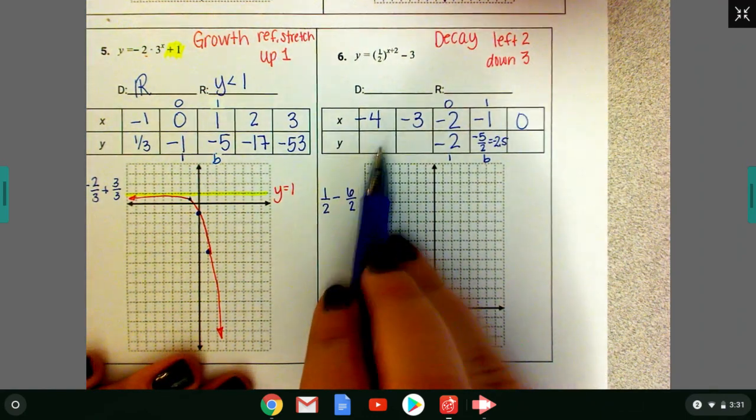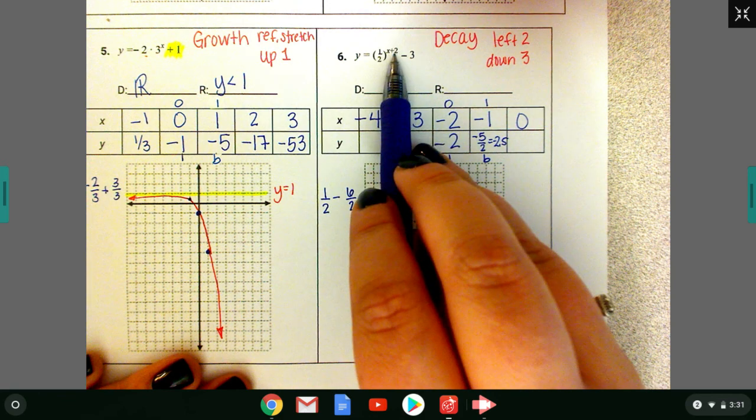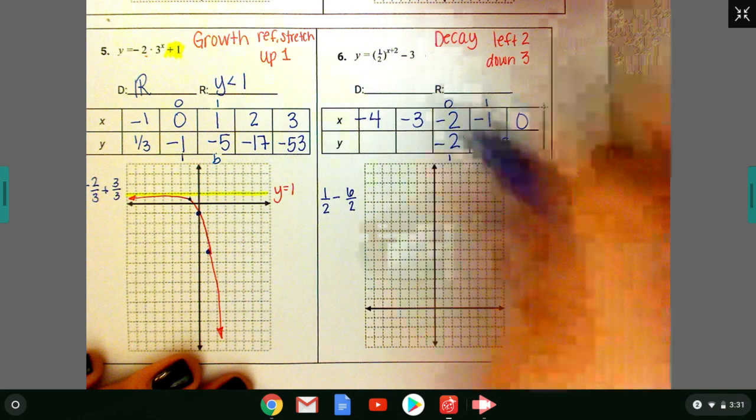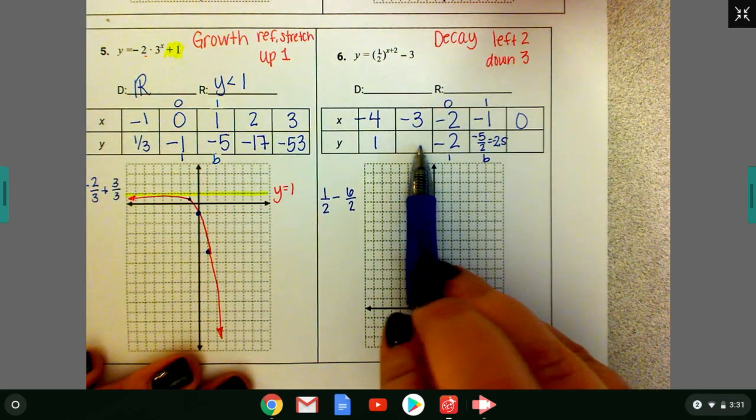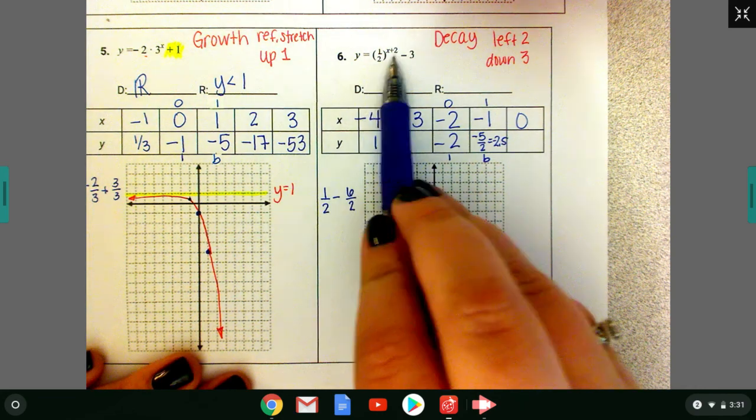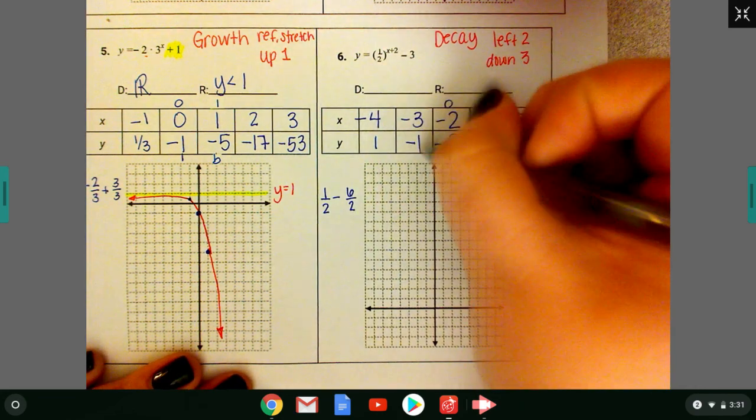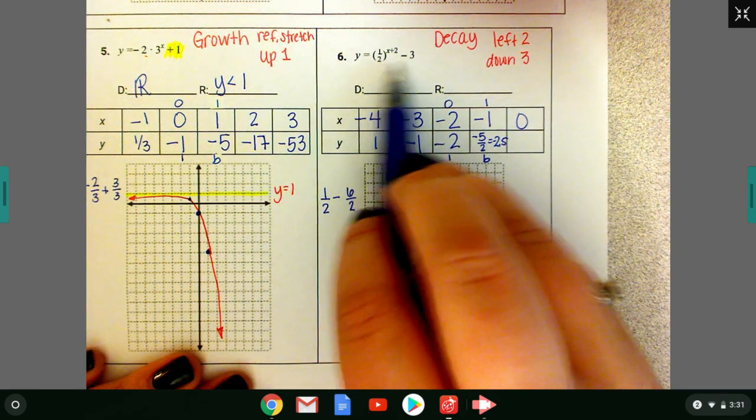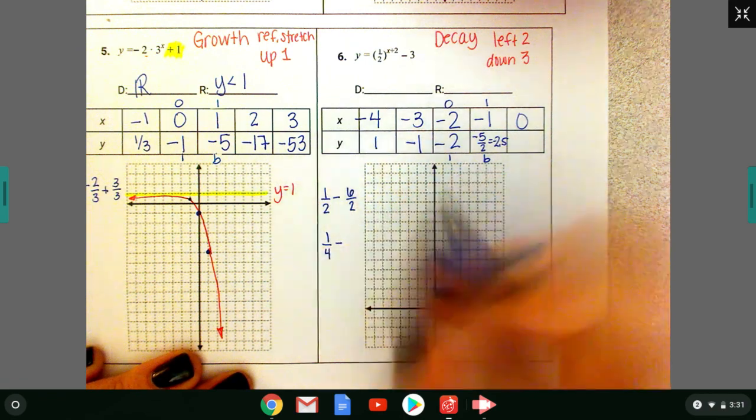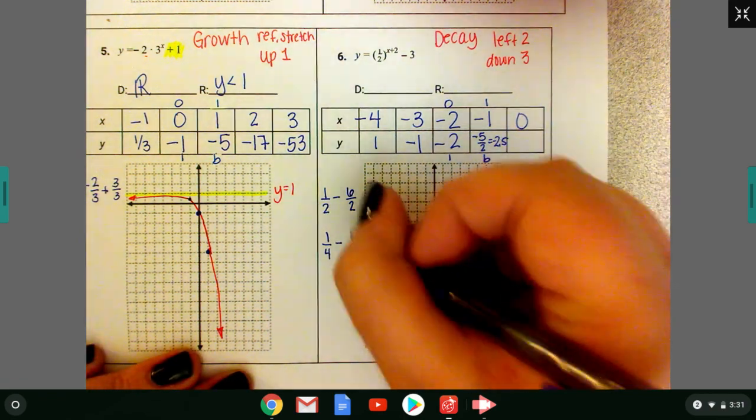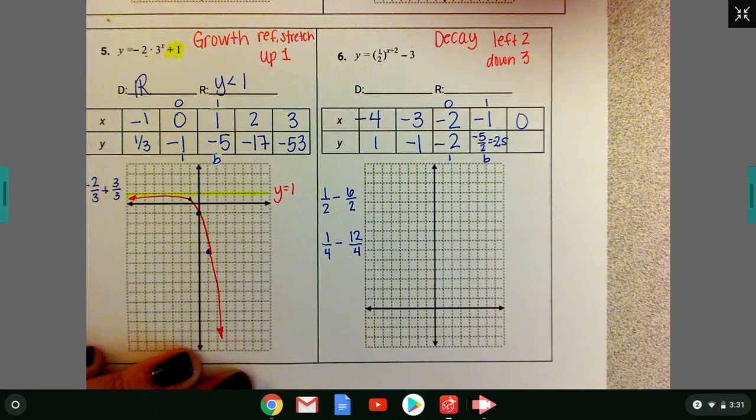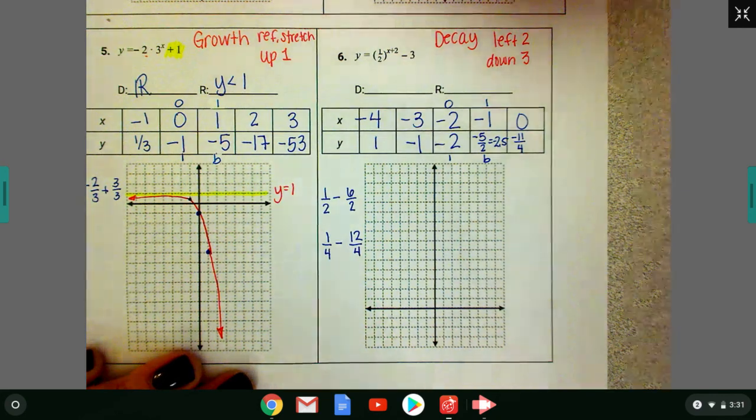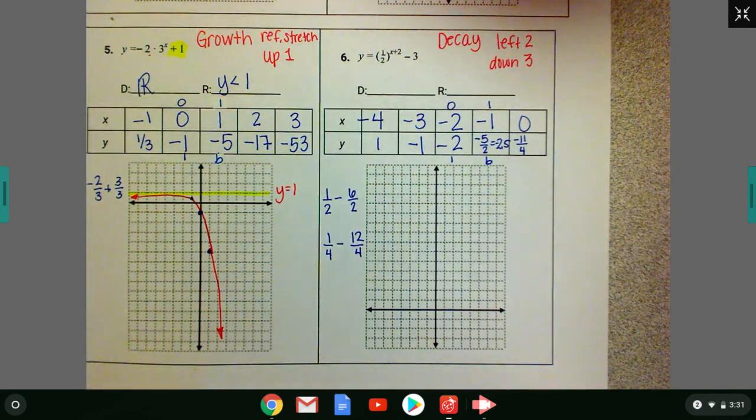If we plug in a negative 4, we've got 1/2 to the negative second, which is 2 squared. So that's 4 minus 3 is 1. I put in a negative 3, I've got 1/2 to the negative 1. So that's 2 minus 3, which is negative 1. And if I put in a 0, I've got 1/2 squared, which is 1/4 minus 3. I'm going to write 3 as 12/4. So I've got negative 11/4 here, which I don't know what that is, but negative 3 point something.